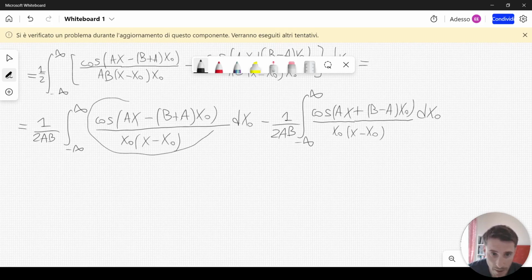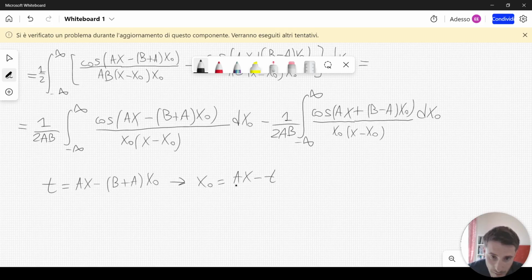The first substitution is for this integral here, so we are going to replace the argument of this cosine with another variable that we will call t. So we will set t equal to this argument here, that's ax minus b plus a x0. From this you can derive x0 equal to ax minus t divided by b plus a, and also you can calculate x minus x0 by using this definition for x0, and you can easily check that this is equal to bx plus t divided by b plus a.